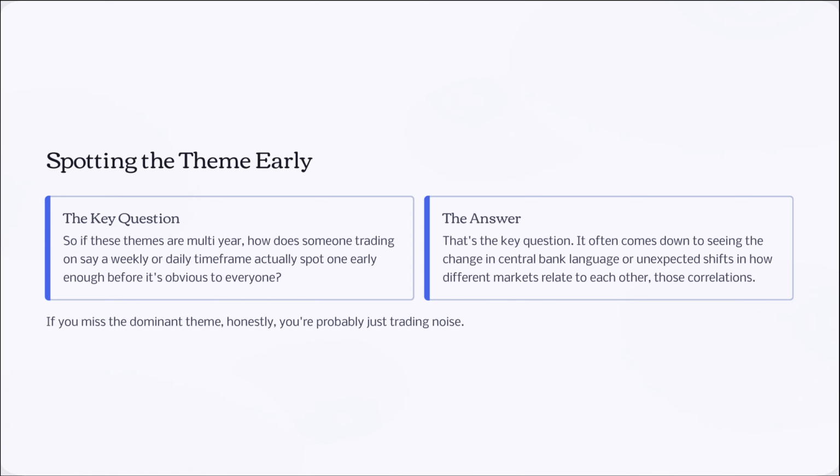So if these themes are multi-year, how does someone trading on, say, a weekly or daily time frame actually spot one early enough before it's obvious to everyone? That's the key question. It often comes down to seeing the change in central bank language or unexpected shifts in how different markets relate to each other, those correlations. If you miss the dominant theme, honestly, you're probably just trading noise.